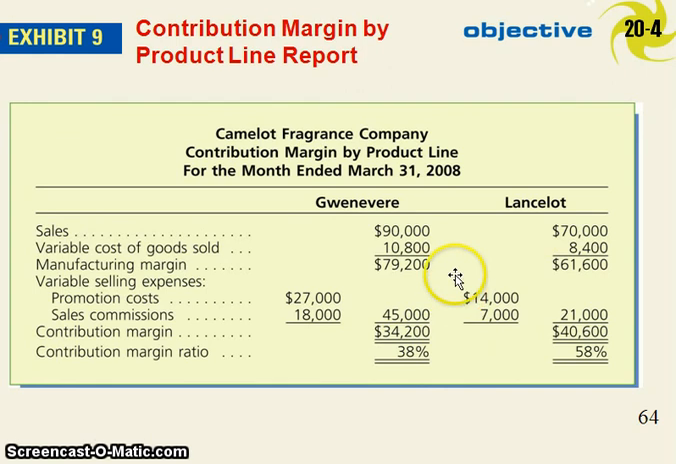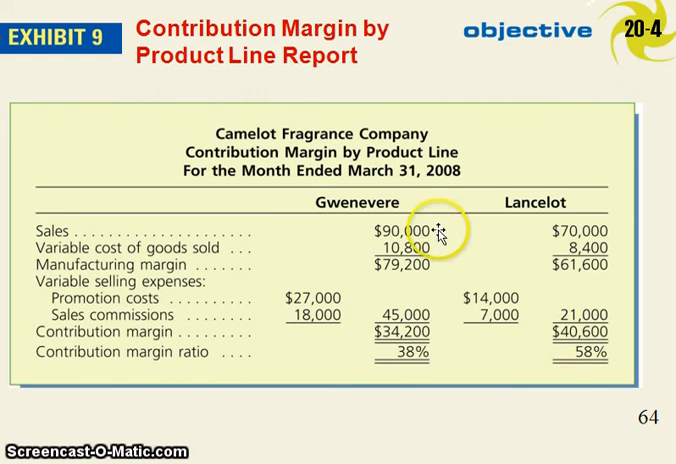And really, your promotion costs for selling Guinevere are quite high, actually. Right? In order to make $90,000 in sales, you've got $10,000 in variable cost of goods sold, but you've also got $45,000 in promotion and sales commissions that you have to spend. So really, at the end of the day, you're only making 38 cents basically on every dollar of Guinevere that you're selling. You're not making as much money as you are on Lancelot.